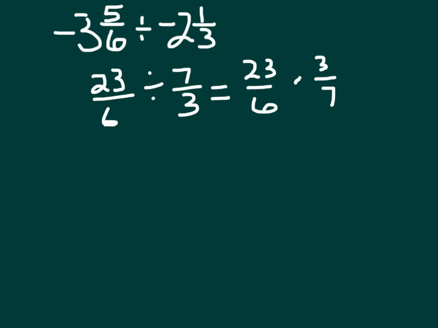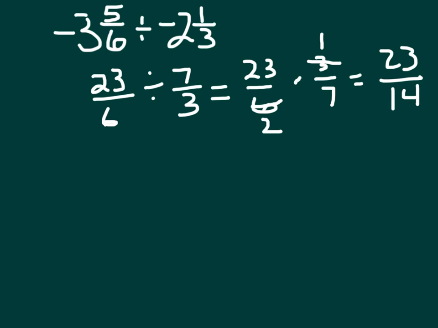Now once again we check, and I'm sorry that it's the same one again, but you should notice this by now that the 3 and the 6 can be reduced. So 3 goes into 3 one time, 3 goes into 6 two times, and now we're going to multiply our numerator times the numerator. 23 times 1 gives us 23, and 2 times 7 gives us 14.